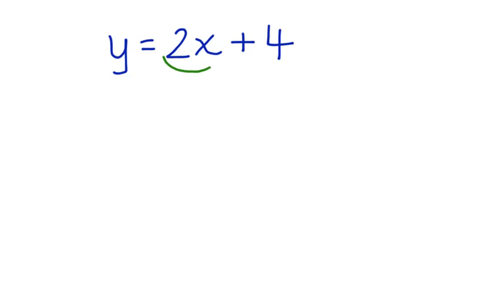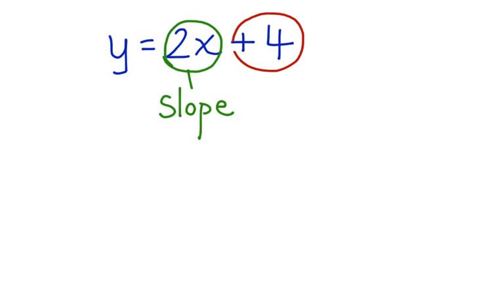The value connected to the x is the slope of the line. The value over here, the constant, whether it's positive or negative, doesn't matter. This is the y-intercept.